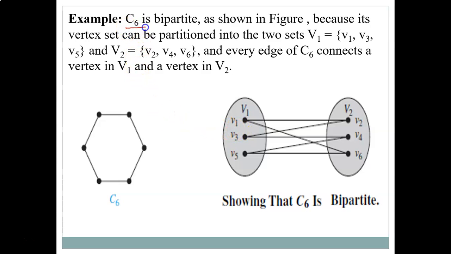C6, that is circuit of length 6. This is C6, circuit of length 6, is a bipartite graph, because here we can partition this graph into two sets. This is V1, which consists of V1, V3 and V5, and second V2, V4 and V6, and every edge of C6 connects a vertex of V1 and a vertex of V2.